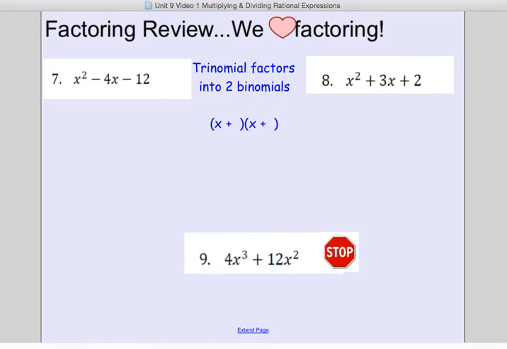So that brings us to our review of factoring. What you need to remember is our quadratic is ax squared plus bx plus c. And you are trying to remember or find out what multiplies to c but adds to b. And you put those values in here.